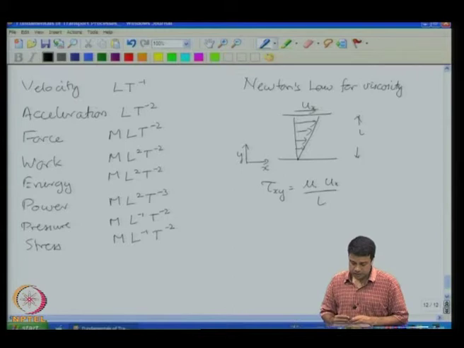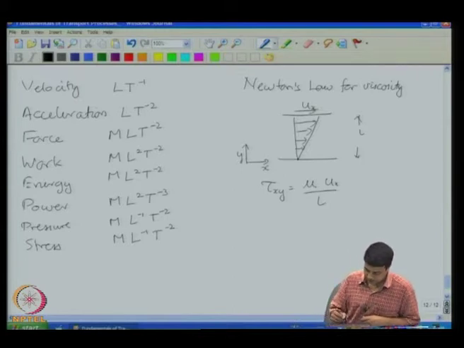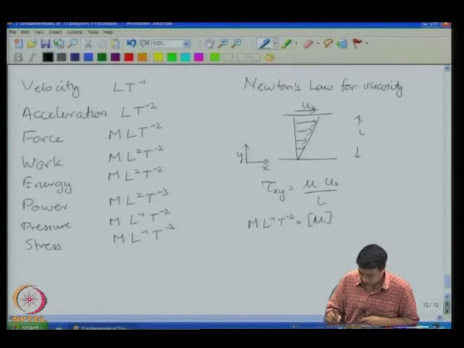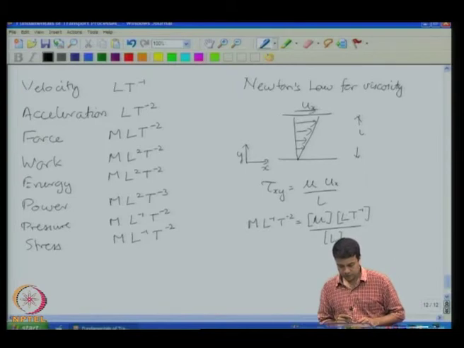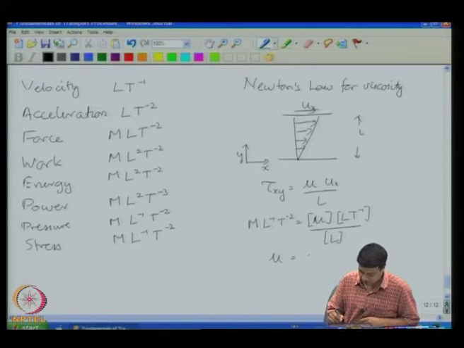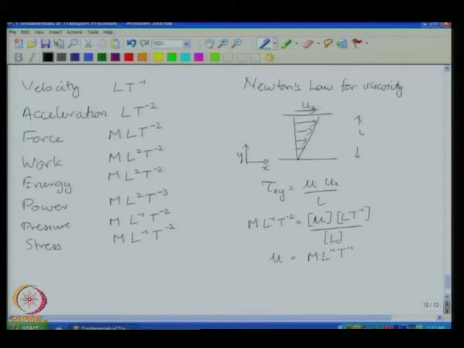Let us try to write this in terms of dimensions to get the dimension of viscosity. The dimension of stress is m L inverse t power minus 2, which is equal to the dimension of viscosity times the dimension of velocity divided by the dimension of length. So, from this one can easily see that viscosity has dimensions of m L inverse t inverse. So, from the expression for the stress, we know the dimensions of the stress itself, we know the dimensions of velocity and distance. From that, we have got the dimensions of viscosity.